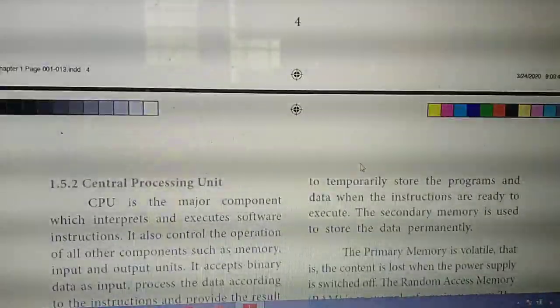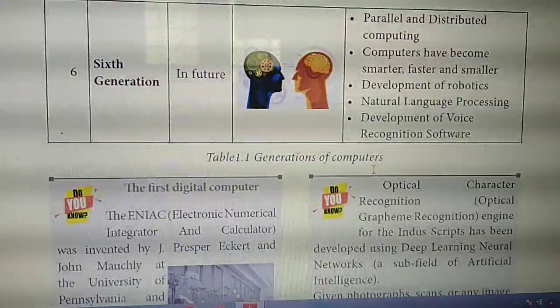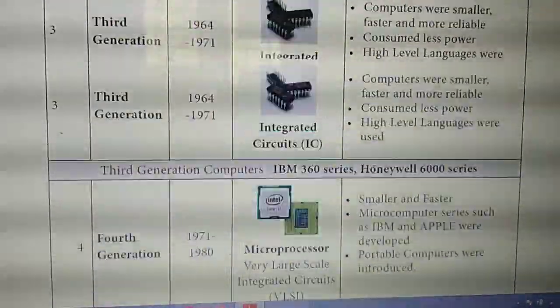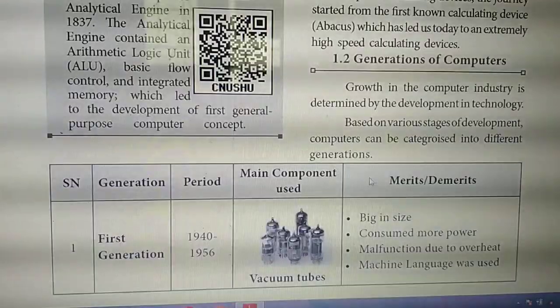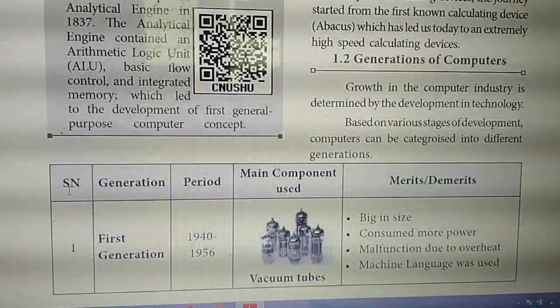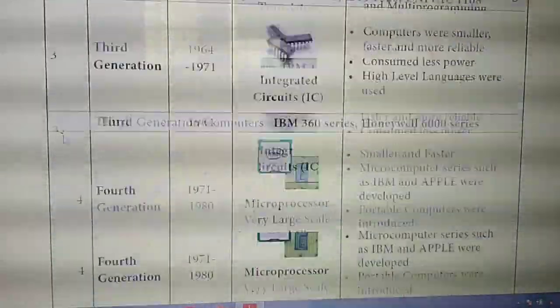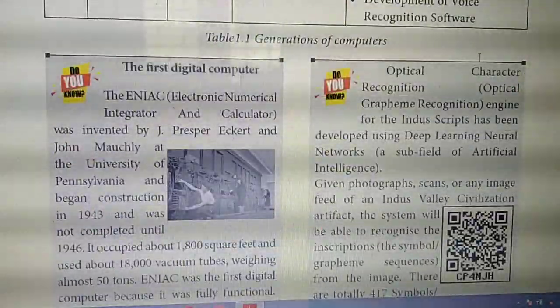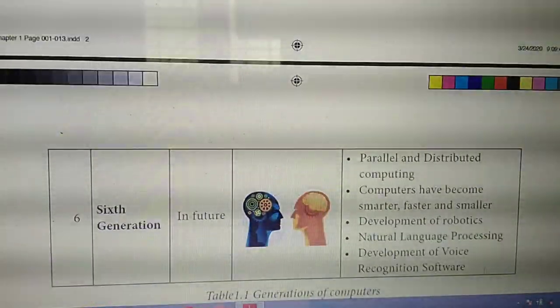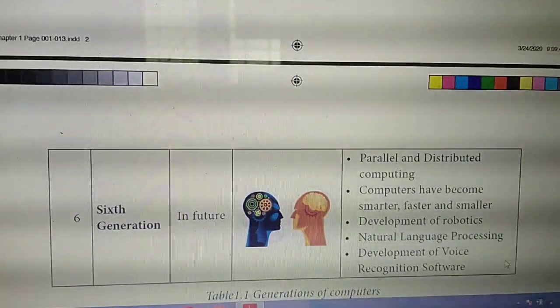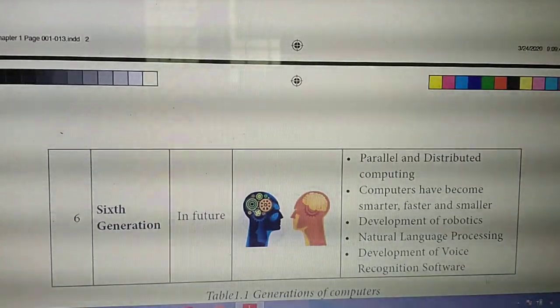Then second, various generations of computer. Take various generations of computer, page number 1, sorry, page number 1. This tabular column in full. From here, page number 1, starting from here to page number 3, till page number 3. Okay, this one, 6th generation.